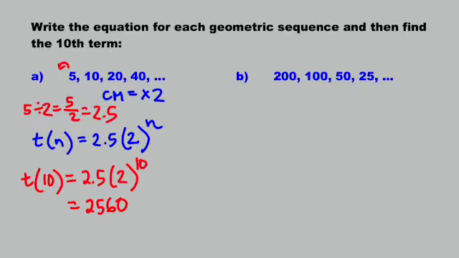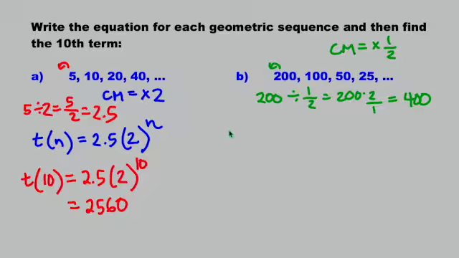2,560. All right, let's switch to a different one over here. This time, our common multiplier is 1/2. So every single time we're multiplying by 1/2. If I work backwards, I would take 200 and divide by 1/2. And 200 divided by 1/2 is the same thing as 200 times 2 over 1. So that's just multiplying by the reciprocal, otherwise known as 400. So our initial term is 400. So our sequence is going to be t of n equals 400 multiplied by 1/2 raised to the power of n.